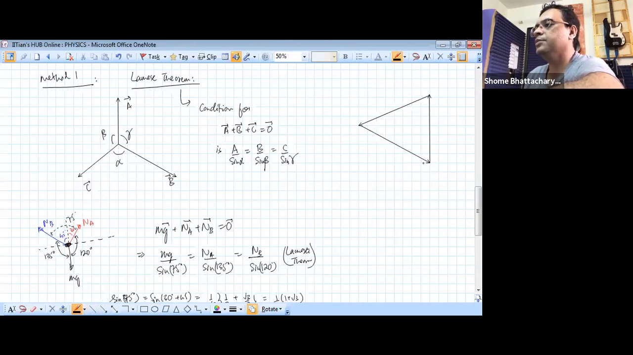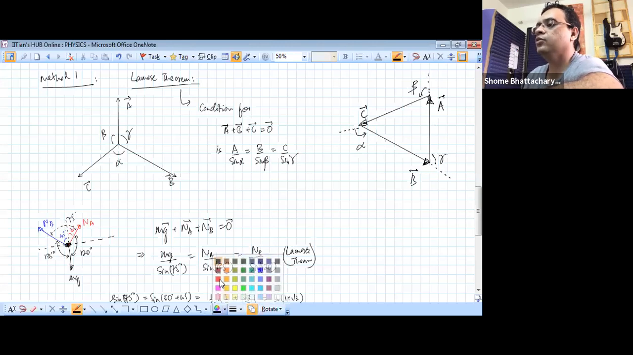Okay. In the triangle, this vector is B, this vector is A, and this vector here is C. Now you can see that the angle between B and A in the diagram is gamma, the exterior angle. The angle between A and C in my diagram, you can see here, this angle is beta. And the angle between C and B is alpha. This angle is alpha.